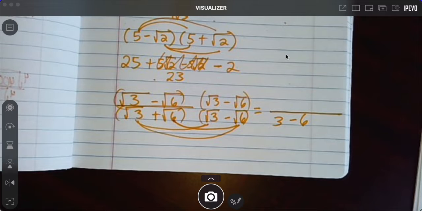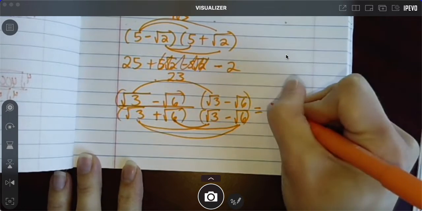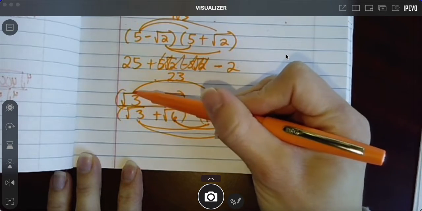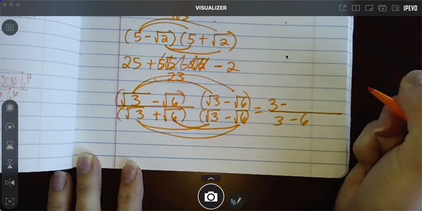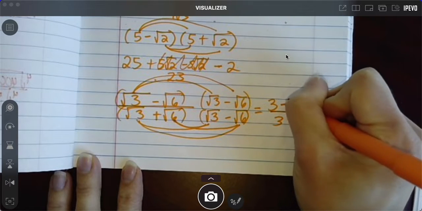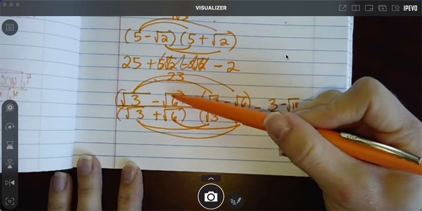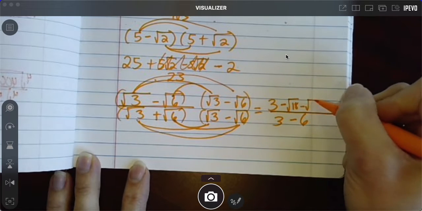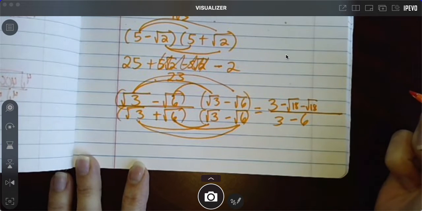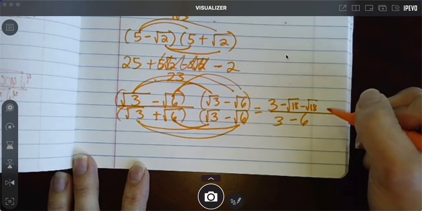The numerator's not going to be just like that. It'll be a little bit different. So what's the square root of 3 times the square root of 3? 3. What's the square root of 3 times the square root of 6? And it's negative, though. What's 3 times 6? Negative square root of 18. Then on this one, what's the negative square root of 6 times the square root of 3? Negative square root of 18. We can probably fix that in a second. And then what's negative square root of 6 times negative square root of 6?